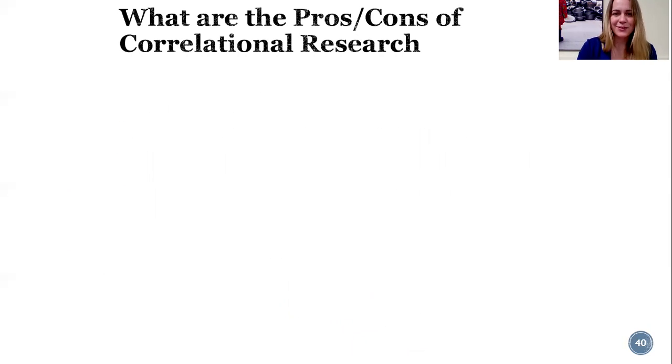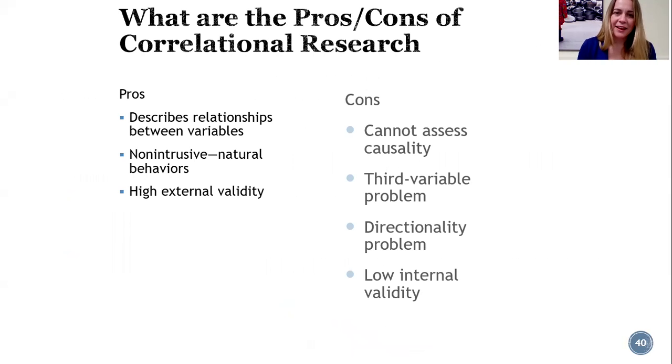So what are the pros and cons of correlational research? Well, the pros are that they allow us to describe the relationship between 2 variables that naturally exist in the world and that vary among participants and among people.